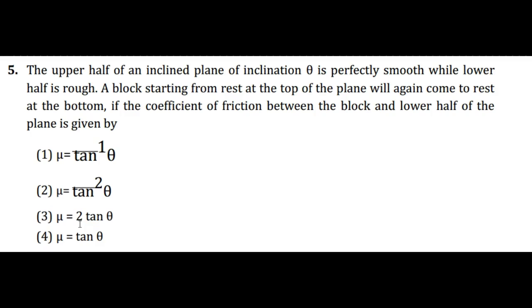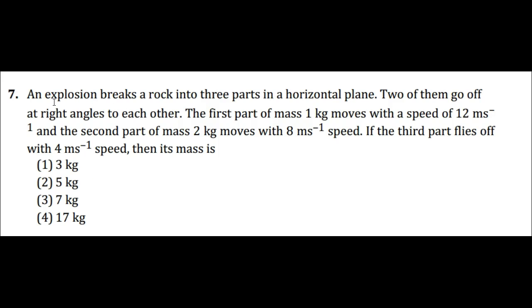Moving on, we have an explosion that breaks a rock into 3 parts in a horizontal plane. Mind it, the explosion is in the horizontal plane. Two of them go off at right angles to each other. The first part of mass 1 kg moves with a speed of 12 meters per second, and the second part of mass 2 kg moves with 8 meters per second. These are the two which have gone at right angles to each other. If the third part flies off with 4 meters per second speed, we have to calculate the mass of this third part.